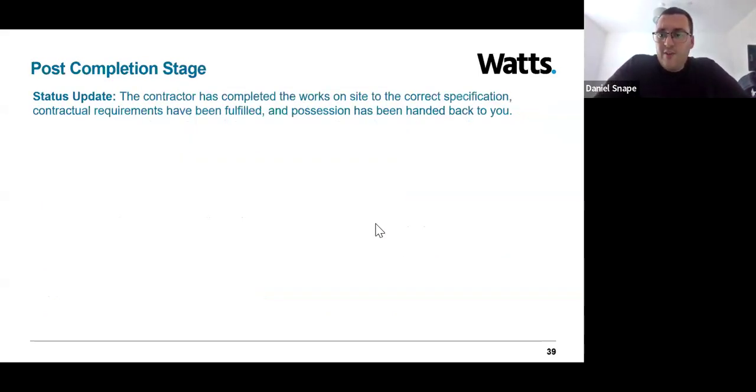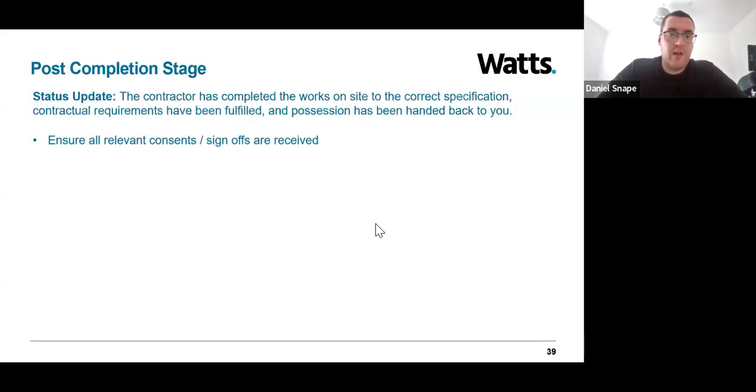And then the final slide of this, we just want to have a look at the post-completion stage. At this stage, it's really important to ensure that all relevant consents and sign-offs are achieved. And this isn't just building control and planning, for example. This could be architects via statements of compliance. It could be your facade engineer confirming and providing a signed written statement that everything's been undertaken and installed in accordance with the specification. It's also important to ensure that CDM duties are discharged.